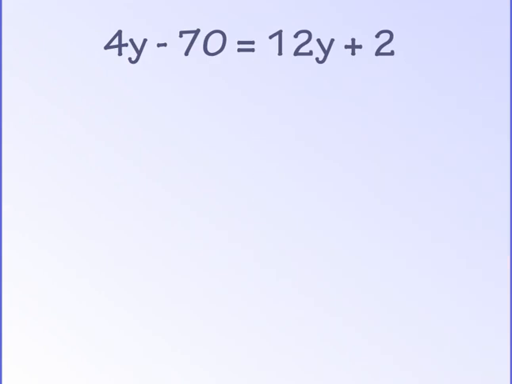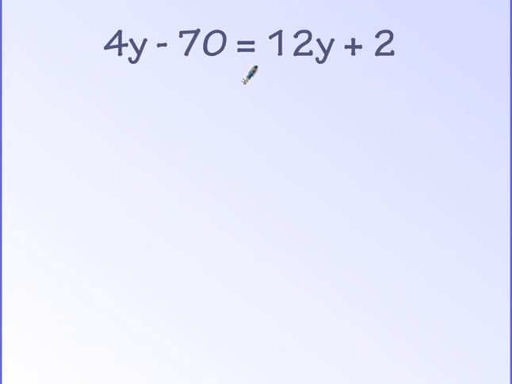Here we've got 4y minus 70 equals 12y plus 2. Again, I'm going to go through all 5 steps. Do I have any distribution that needs to be done? No, we don't, so we move on to step number 2. Do I have like terms that need to be combined? Do I have like terms on the left-hand side of my equation? No. Do I have like terms on the right-hand side of my equation? No. If there were, I'd want to combine them.